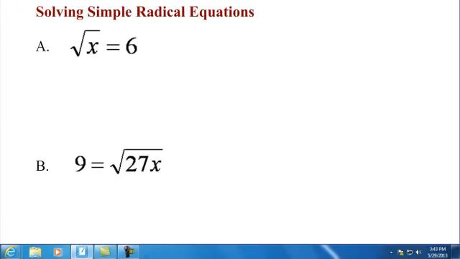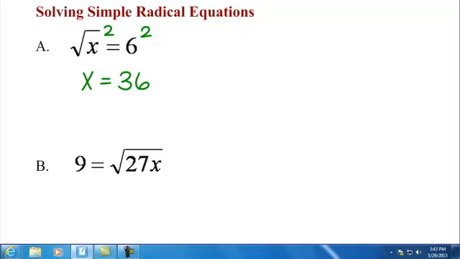So let's start off with some ridiculously easy ones. Square root of what gives us 6? Hopefully you can just think through that problem, but if you need to do some math, we want to do the opposite of squaring. We want to do the opposite of square rooting, so we're going to square both sides. That leaves me with just plain old x, and 6 squared gives me 36.